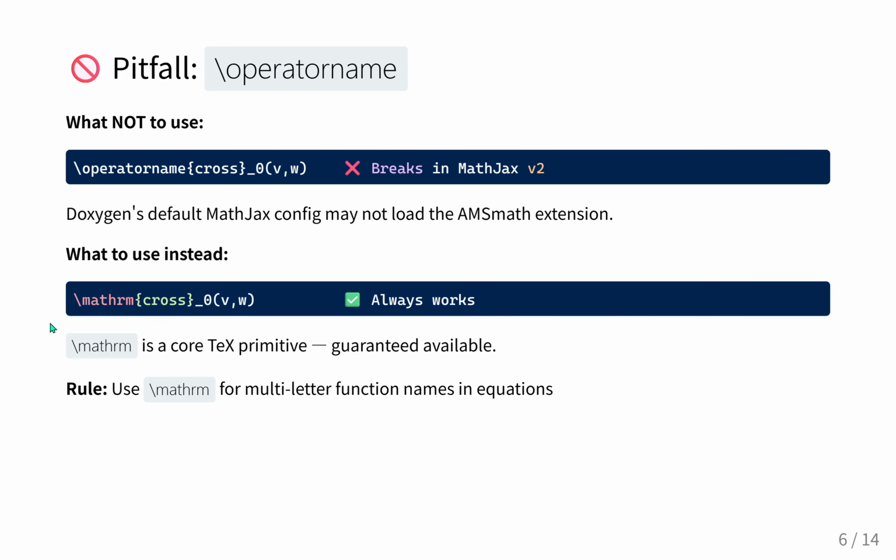Wait, I'm going to push back here. If mathrm works perfectly and is basically guaranteed, why do developers even fall into the operatorname trap in the first place? Are they just being stubborn? No, it isn't stubbornness at all. It's a byproduct of how developers work on their local machines versus how a lightweight browser operates. Okay, unpack that for me.